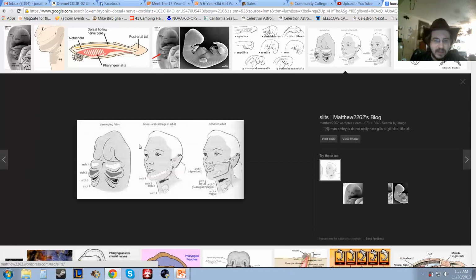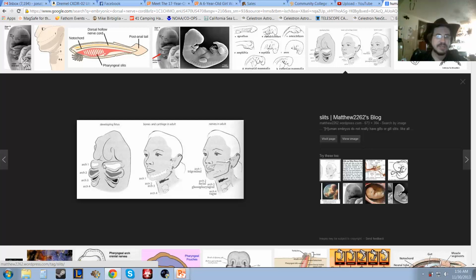And then if you want to see what they become, here we go. Here's the arches that the slits are between. So the arches are the flesh around the slits, and one of the arches will develop into the bones of your jaw. One of the arches develops into what's called your hyoid bone. And then we have some that become cartilage around your pharynx here. So they become nerves as well. Arch 1 becomes part of your facial nerves there, and other nerves there. So that's kind of neat.